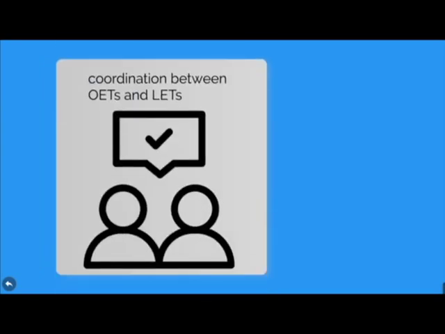Also mentioned already, but incredibly important, is the constant coordination between LETs and OETs. The success of the program is in large part due to consistent and meaningful interactions between both teachers.